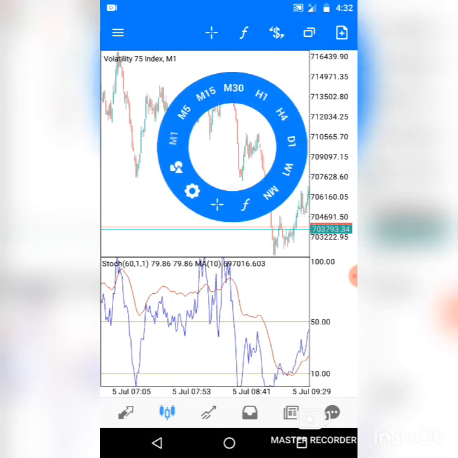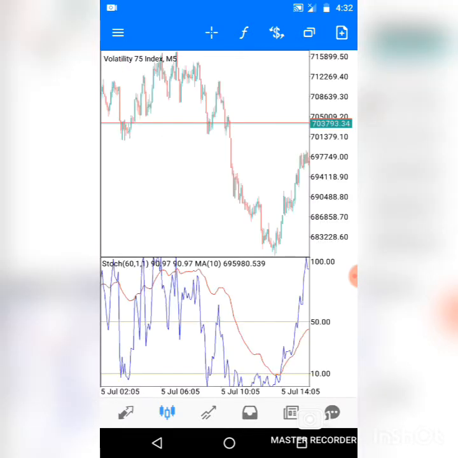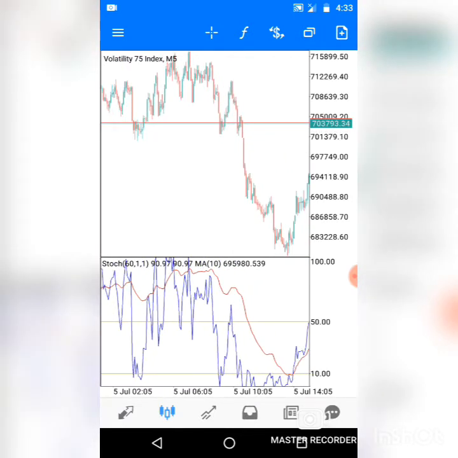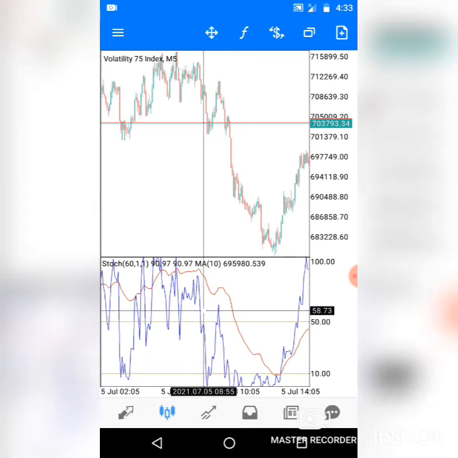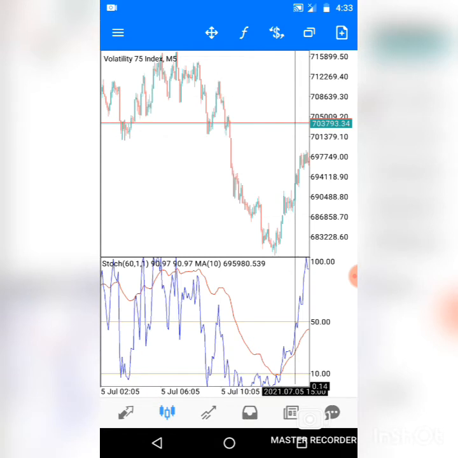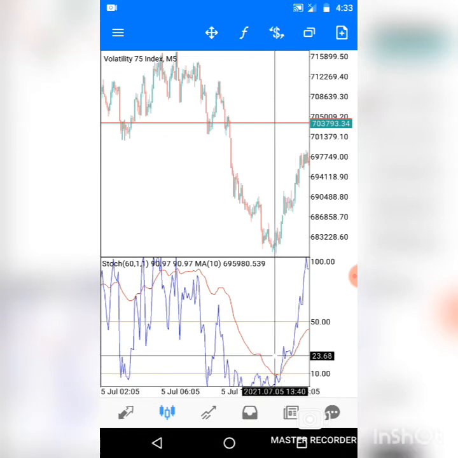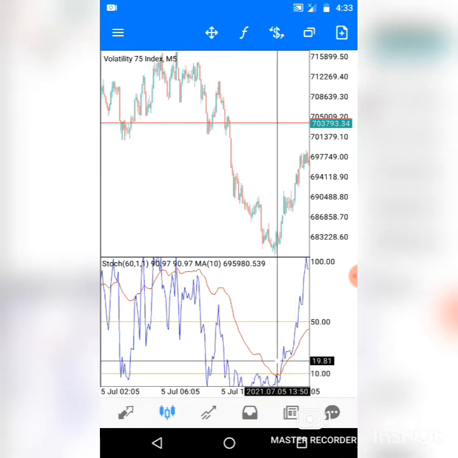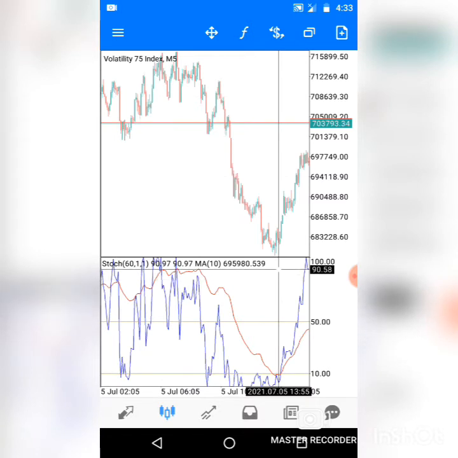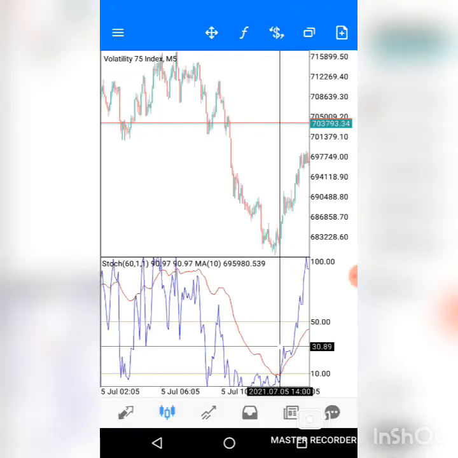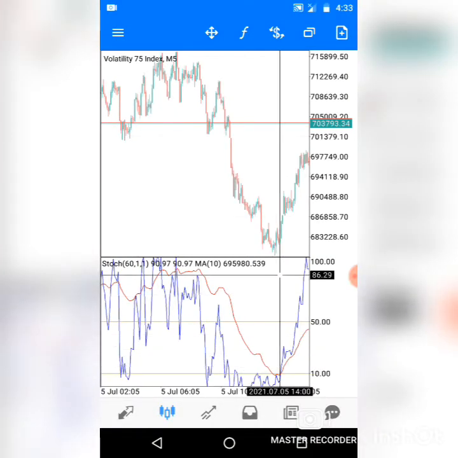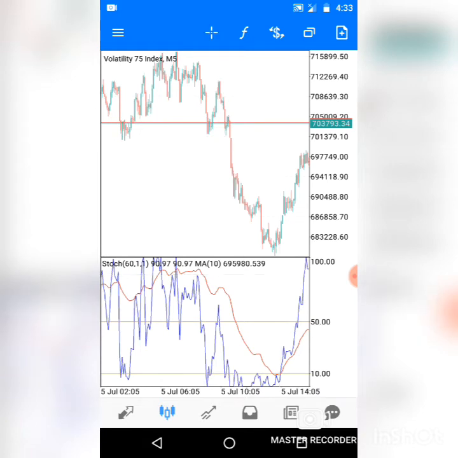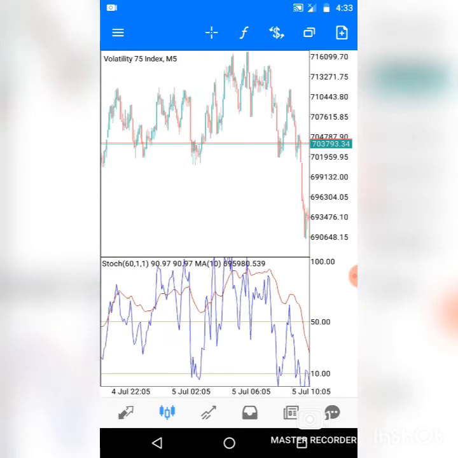So let's check another time frame. This is the 5 minute chart, sorry. Somewhere here, you enter the market. When it reaches 90, you are supposed to be out of the market. You buy here, it reaches here, you are out of the market. This is how it works.